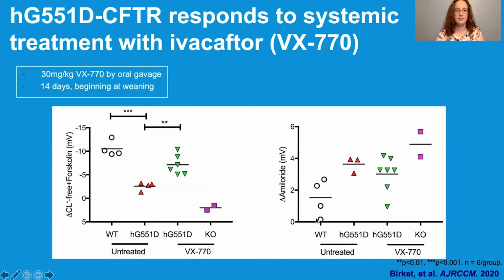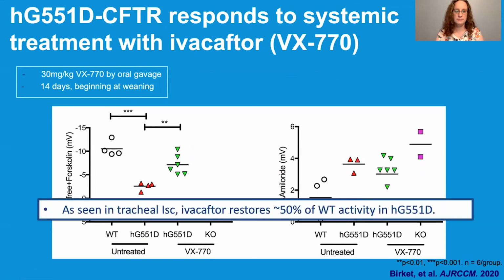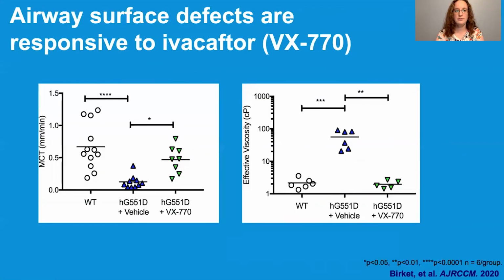The summary data indicates that this restores G551D activity to about 50% of wild type, with very minimal function in the knockout. And in this model, we don't see a differential amiloride response in any of the genotypes. So as seen with tracheal short circuit current, ivacaftor restores about 50% of wild type activity in the G551D rat.